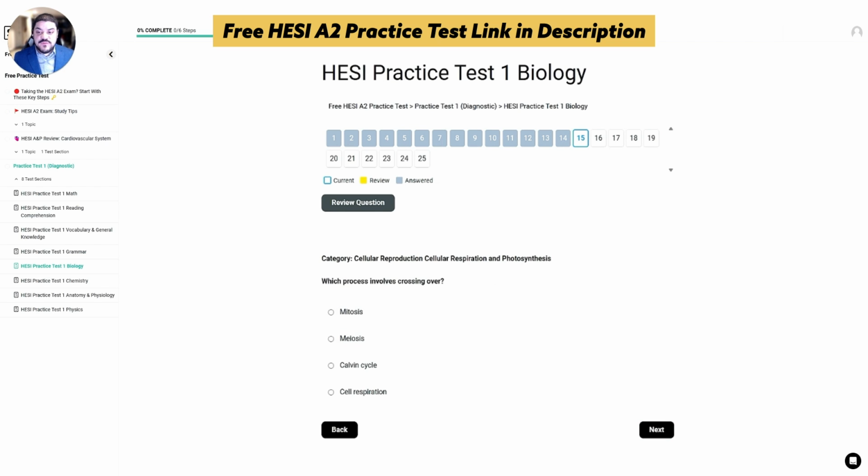All right, question 15. Let's keep it going. Which process involves crossing over? Mitosis, meiosis, Calvin cycle, or cell respiration?